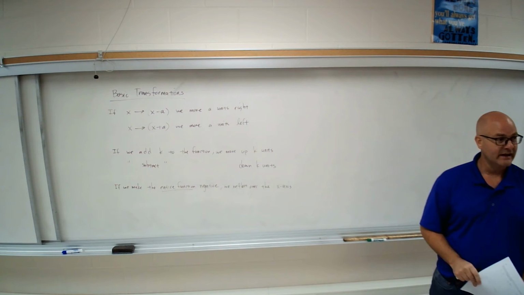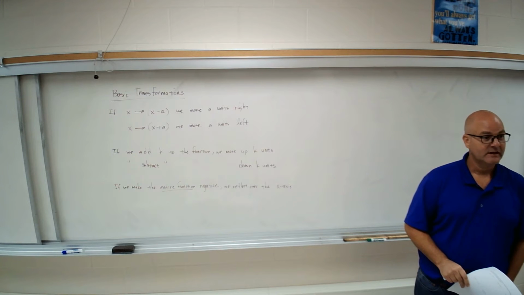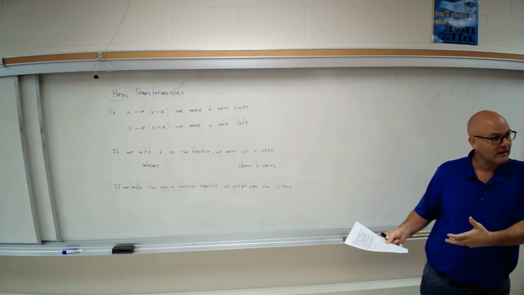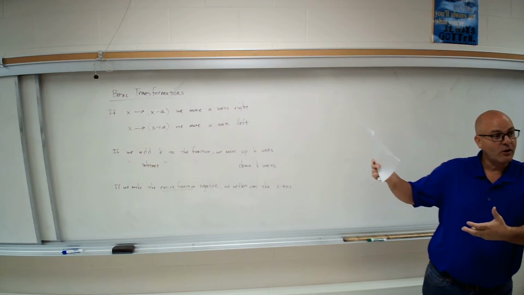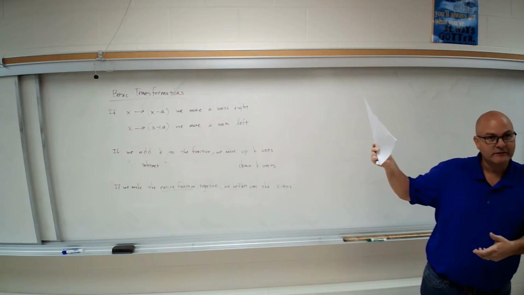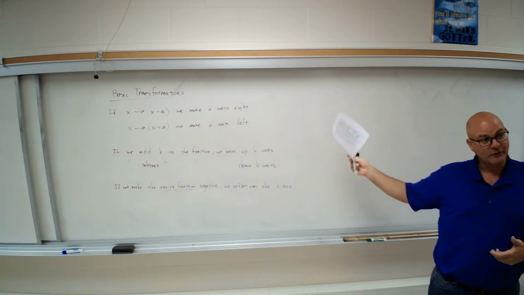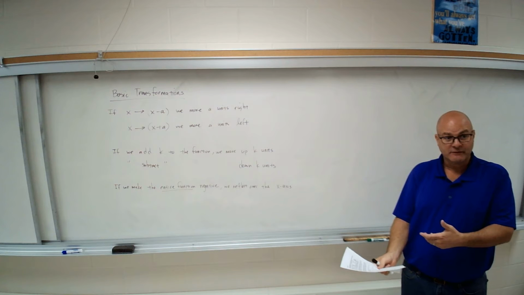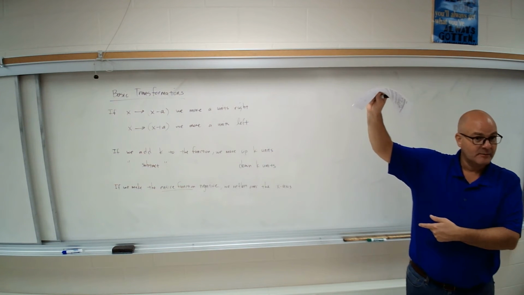The other one that comes up a lot is if we make the entire function negative, we reflect it over the x-axis. What you did is the entire function is the y value, correct? So if you take all the points and you make the y value negative, well, if they were above the x-axis, now they'll be below, right? Because a positive y just became a negative y, or vice versa, a negative just became a positive.